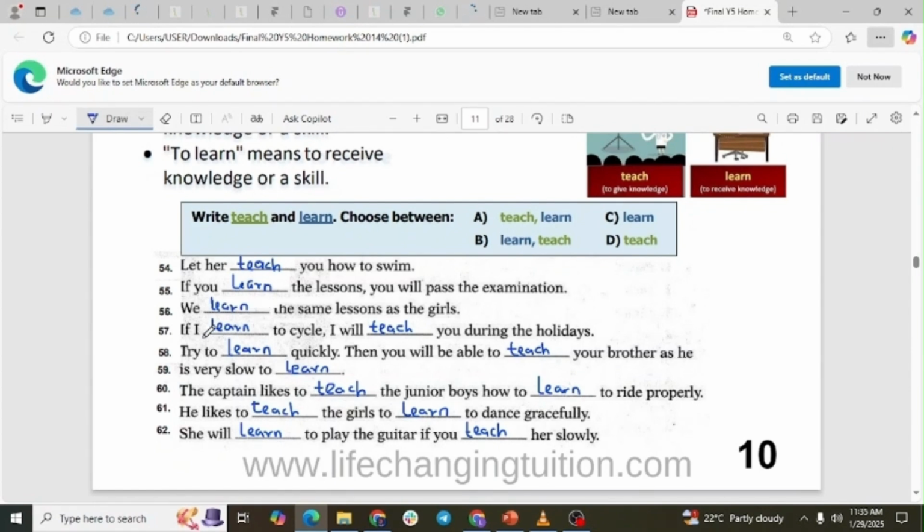Question 57. If I blank to cycle, I will blank you during the holidays. Correct answer B. Learn, teach. Explanation.